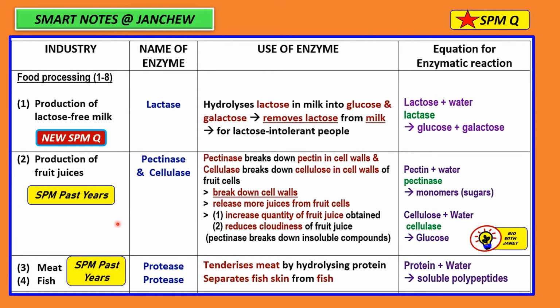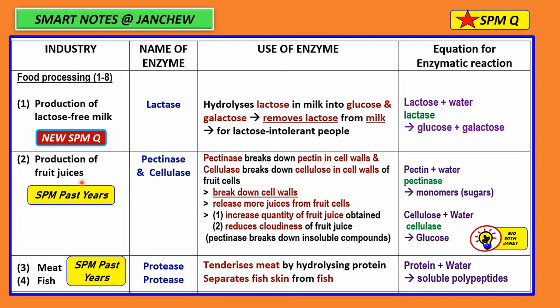So here are some notes in the form of a table, easy for you to read, on the uses of enzymes in industry. The first one is the production of lactose-free milk, which is a new topic, using the enzyme lactase. Lactase hydrolyzes lactose in milk into glucose and galactose and removes lactose from milk for lactose intolerant people to drink this milk. Now this is the enzymatic equation or reaction. So this one you can go through yourself. Read through it yourself.